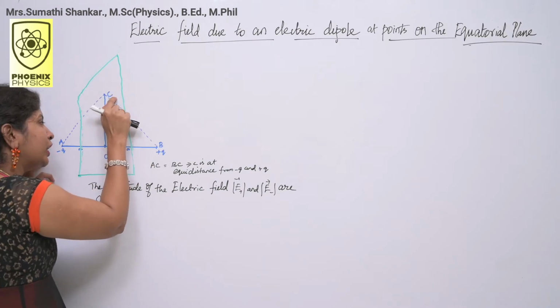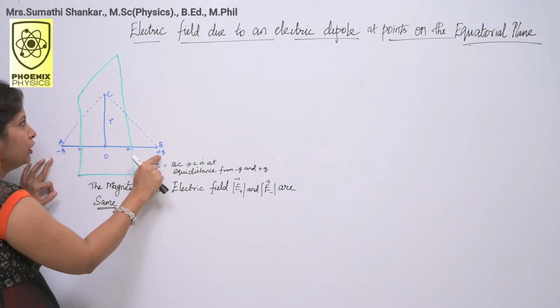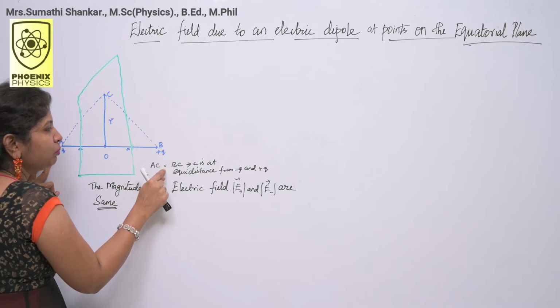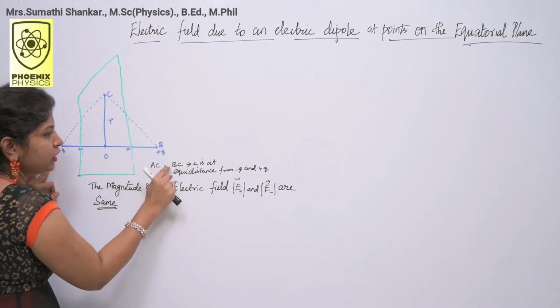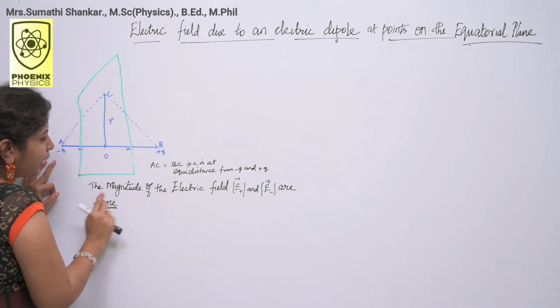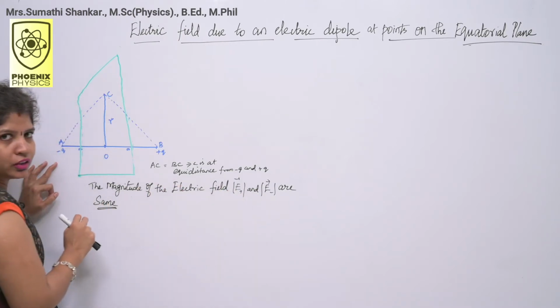Now C is at equal distance from minus Q to plus Q, which means the distance between A to C is the same as the distance between B to C. So AC equals BC. AC equal to BC means the magnitudes of the electric fields E plus and E minus are the same.